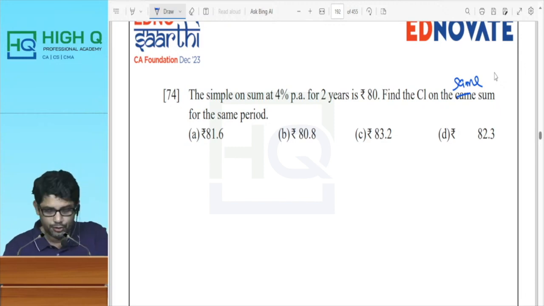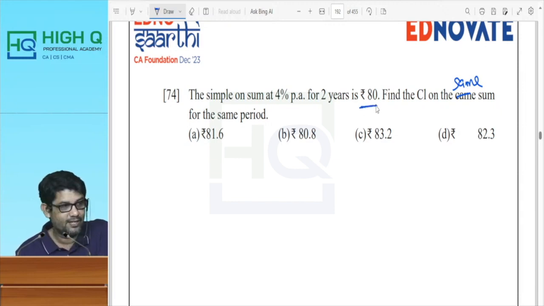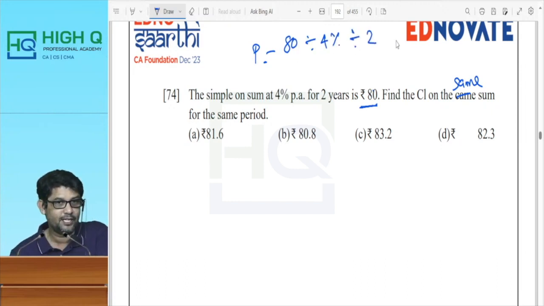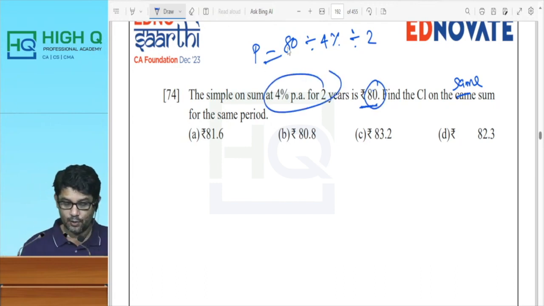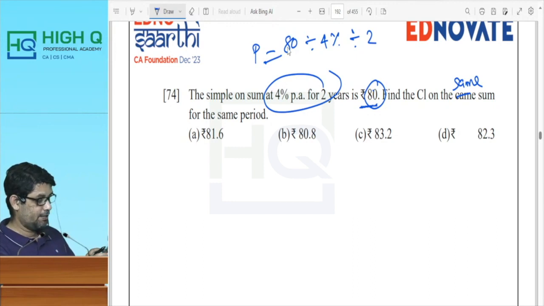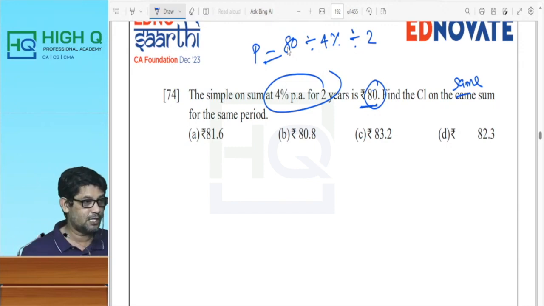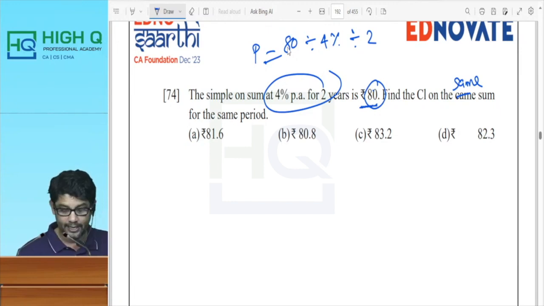Now listen here. The simple interest on a sum at 4% is given as 80 rupees. So the principal you can easily find out. Principal is equal to 80 divided by 4% divided by 2. Am I right, my dear? From simple interest, if you divide these, you are going to get the principal. So 80 divided by 4% divided by 2, 1000 rupees is my principal. Now they ask you to find the compound interest for 2 years. So 1000 into (1 plus 4%) squared minus 1000. I get 81.6.